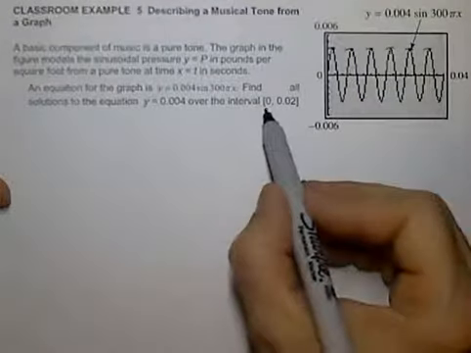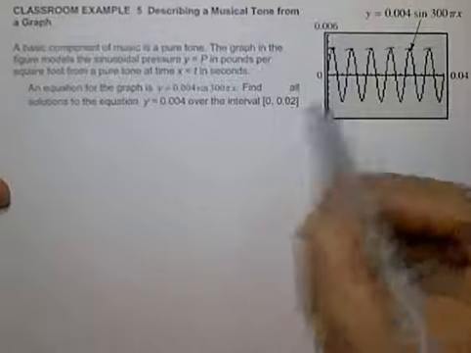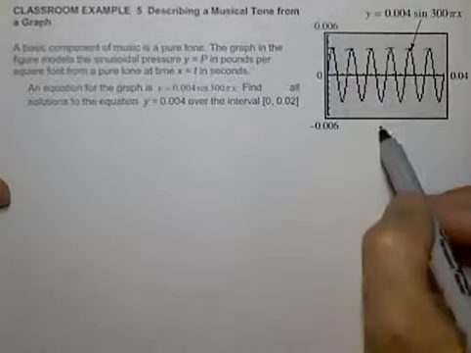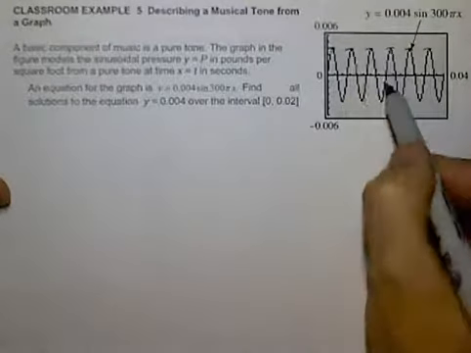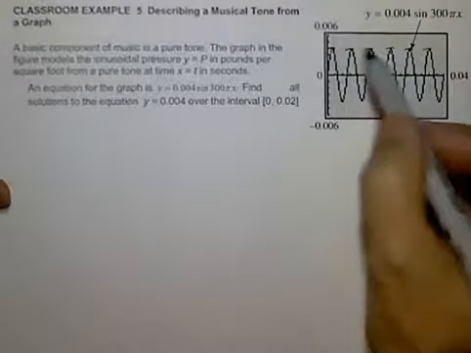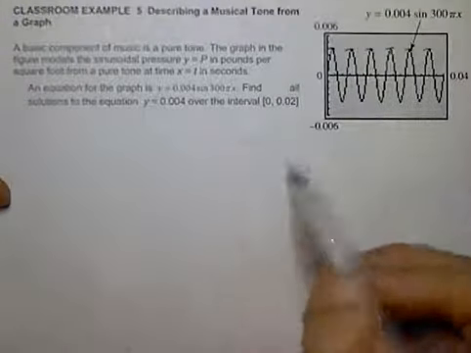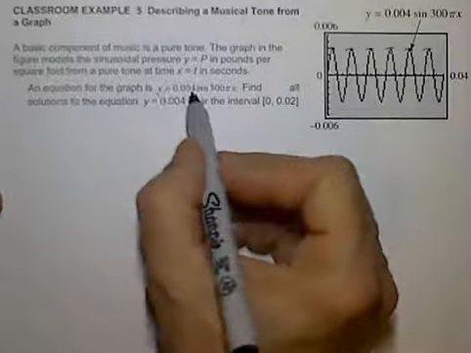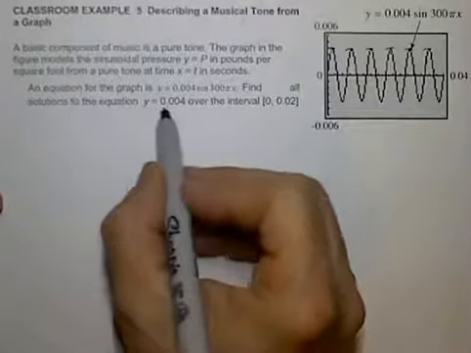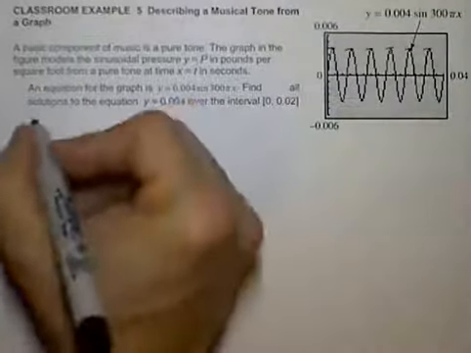But we only want to go over the interval from 0 to 0.02. So we're going to go about halfway through this graph. So we want to find where these values are. But what we can do is just set up our equation. We want to know where y is equal to 0.004.